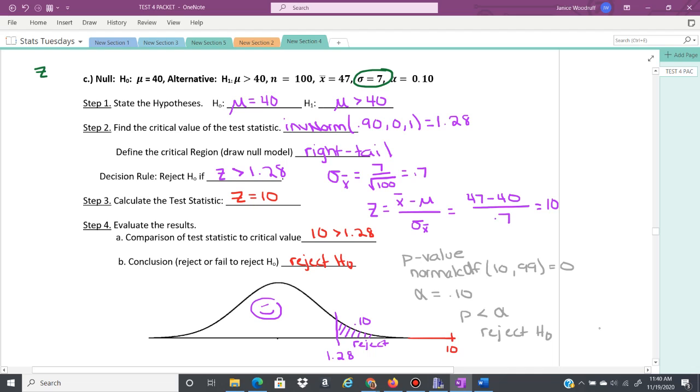All right, so we are going to stop there. In 9.3, we're going to do the t values, critical values for hypothesis testing. So that'll be when your sigma is unknown.